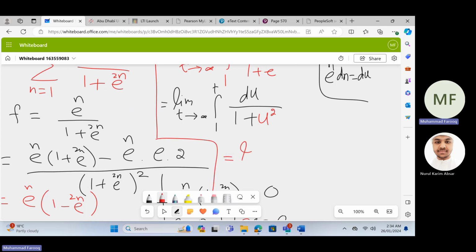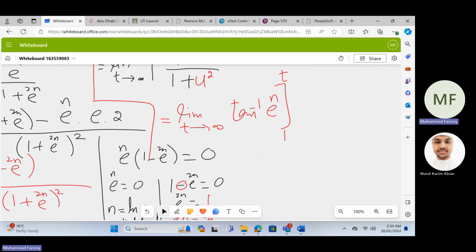Finally, this is limit as t approaches infinity. How much is a? 1. Basically the rule is 1 over a, so 1 by 1, times tan inverse of u over a. What is u? e to the power n, over a which is 1. The limits were from 1 to t. I'm sorry, when I substitute I don't put limits, because it is u now. Now put the upper limit in the answer and the lower limit in the answer.